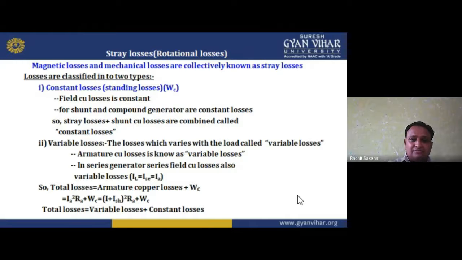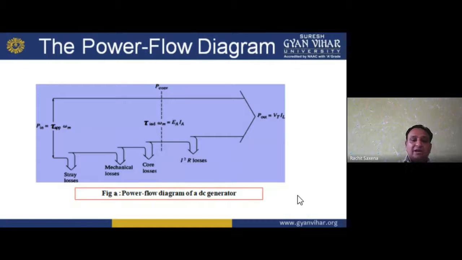I hope you understand. Now moving forward, the power flow diagram in a generator. We can say mechanical power, stray losses, mechanical losses, pole losses. Now it is converted into torque and speed, converted into electrical, that is EIA. Then again copper losses, and we have the P out. That is the conversion loss. Here, mechanical to electrical output with the losses. So that is the power flow diagram of a DC shunt generator.